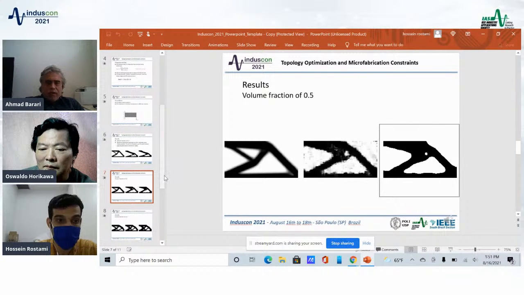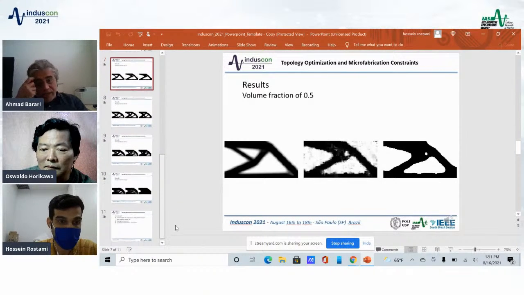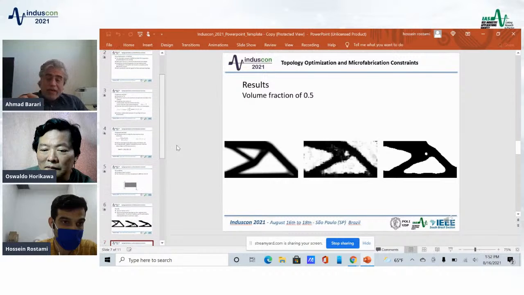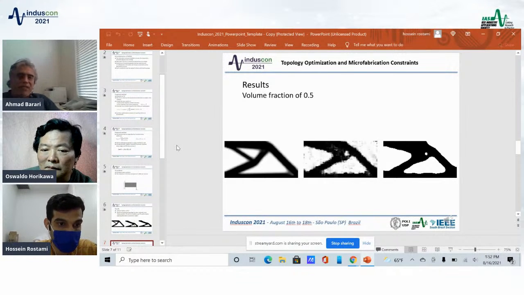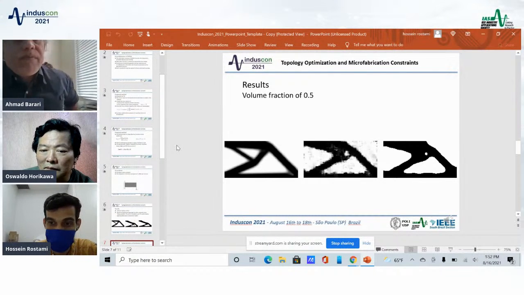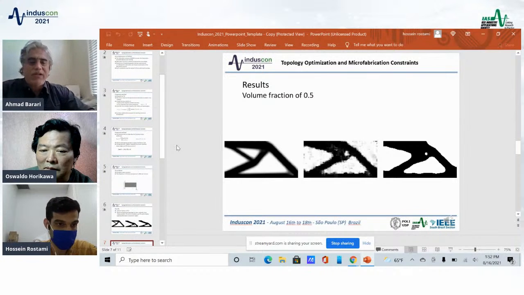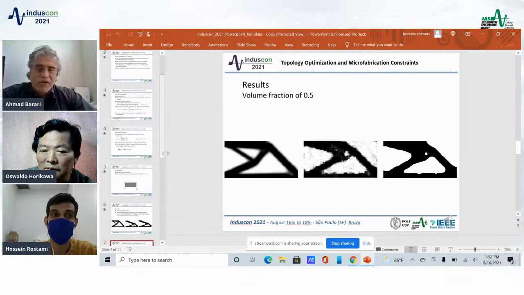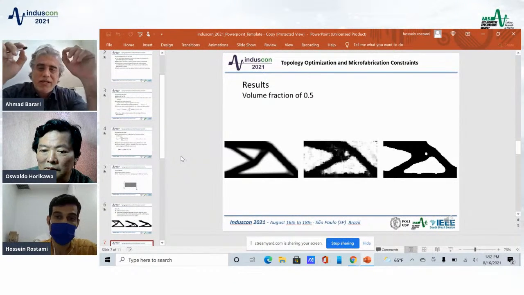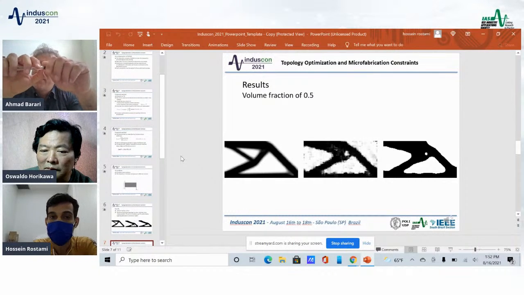So I'm asking about the filtration and manufacturing, we don't have to discuss now. Only about the simulated annealing versus the method that we saw there in the original design. What is the efficiency in terms of compliance?